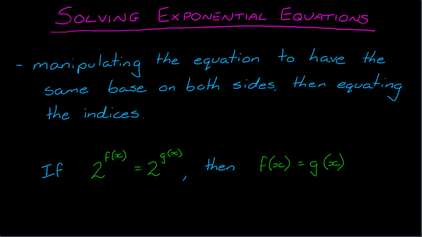If we've got the same base to a power and it equals that same base to another power, the two powers actually have to be the same, otherwise you would have different numbers. So we can do away with the base altogether and just equate the indices. We'll take a look now at a couple of examples to see how this works.